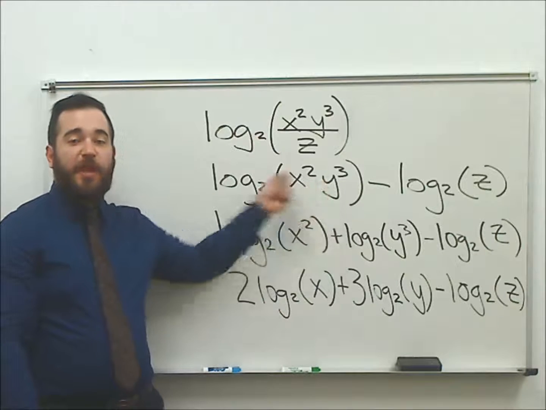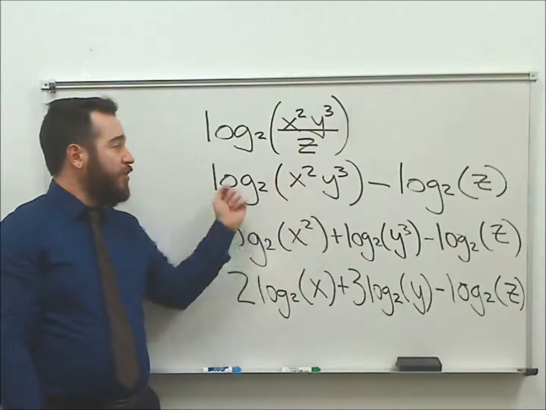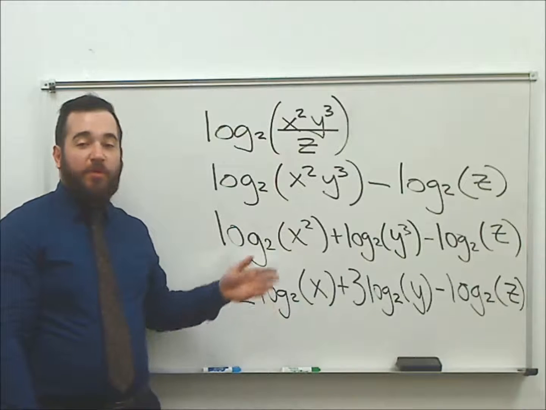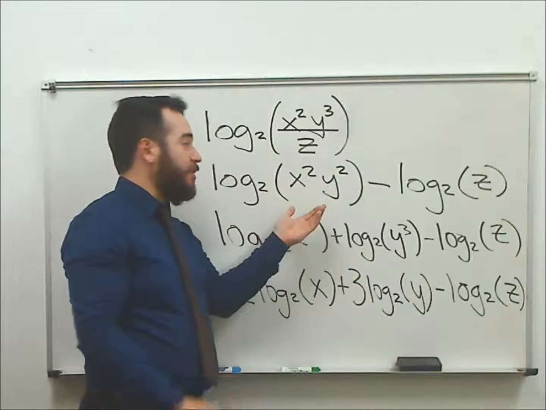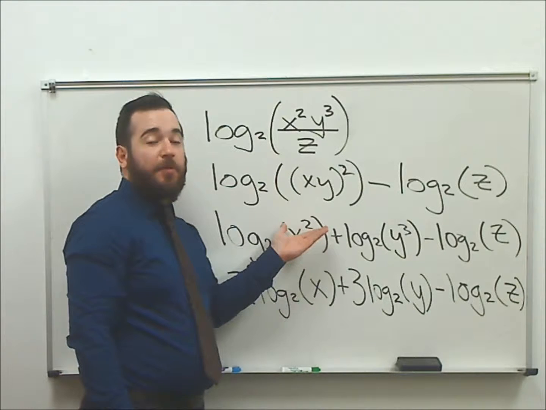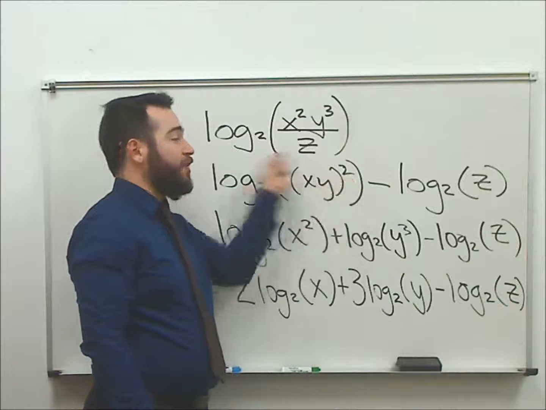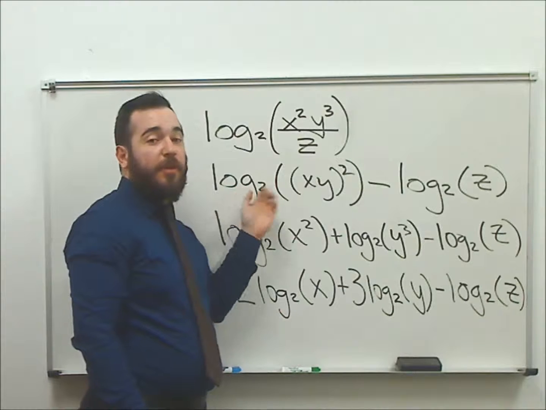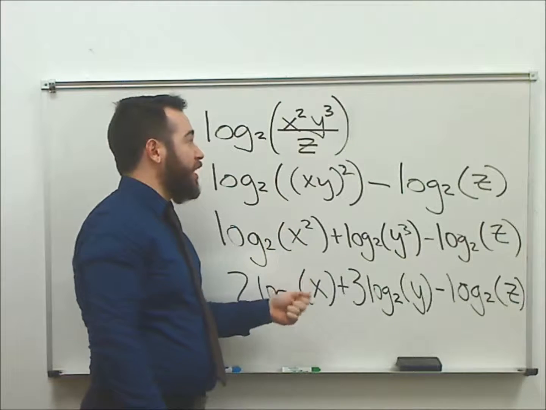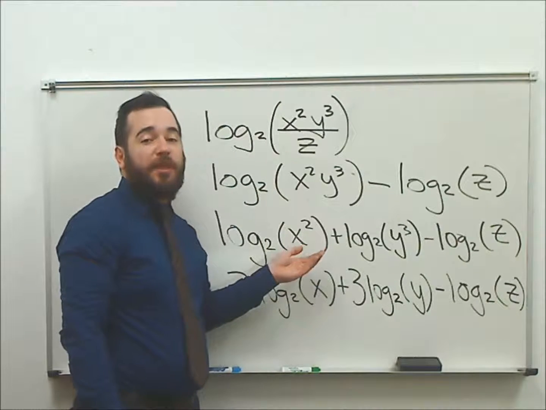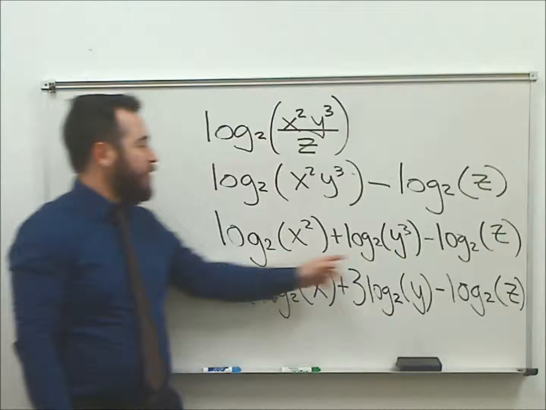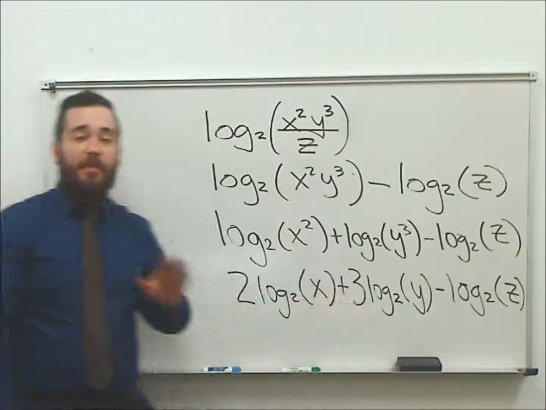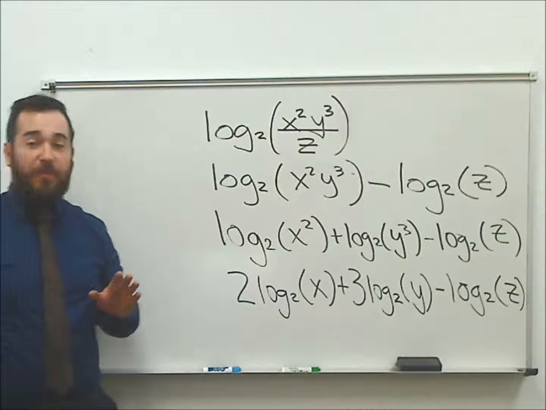I see students pull out a 3 or a 2, and that would only work if you had x squared y squared, because x squared y squared is equal to xy squared. So you can see that you could just pull that exponent out in front. Okay? But in this case, where we just have x squared y cubed, we can't really do that. So don't apply the exponent rule until you get each of your variables separated. It'll make things a lot simpler, and it'll prevent a lot of mistakes.